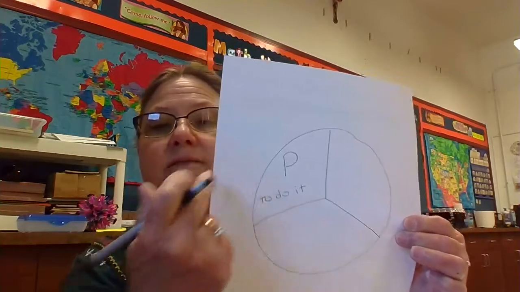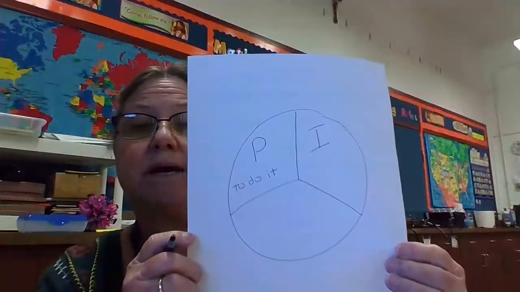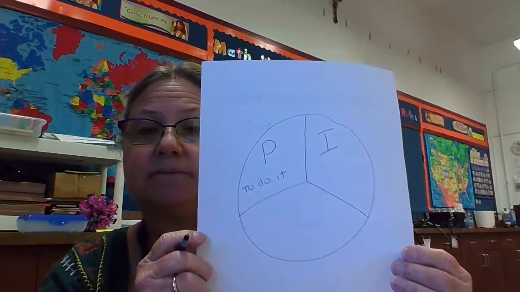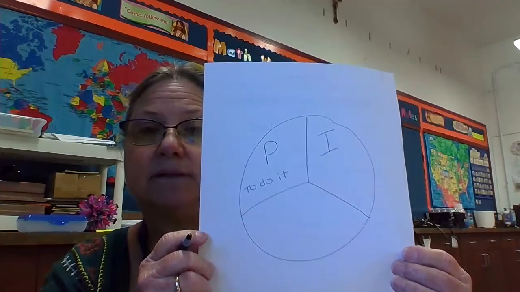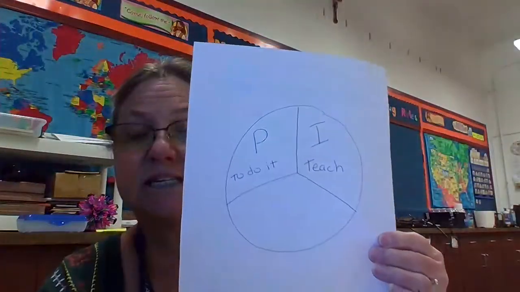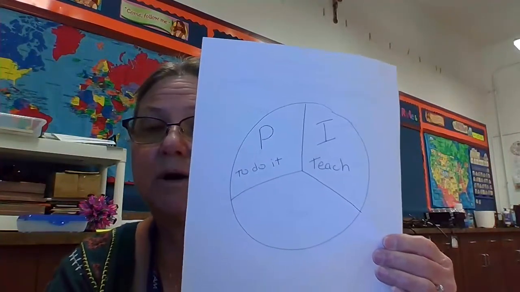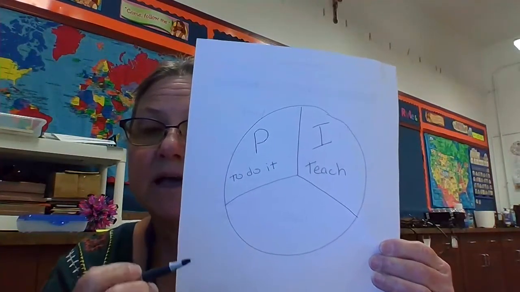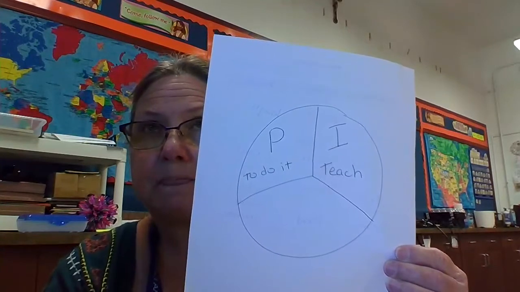Okay, in the next section over here, we're going to make that big I. So draw a big I in that section. And then underneath that, we're going to write teach, because that's what I means. Inform means teach. So go on and pause. Write that I and the word teach.